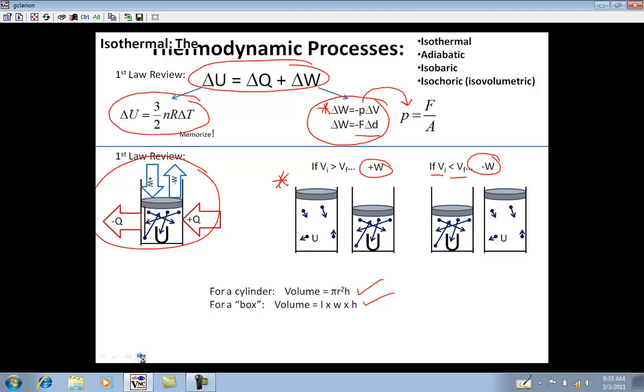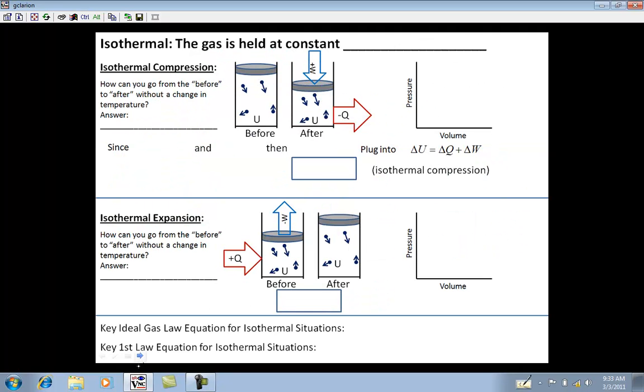So here, let's get started with the first thermal process. There are 4 total thermodynamic processes. The first one that we'll go over is the isothermal process. Isothermal: iso means it stays the same. Thermal process means the gas is held at a constant, anyone know? Actually, it's held at a constant temperature. So write that down. You need to know this. Very important. So the gas is held at a constant temperature.